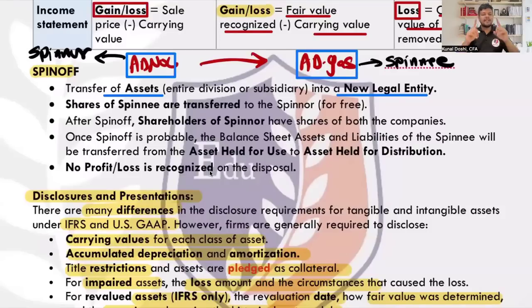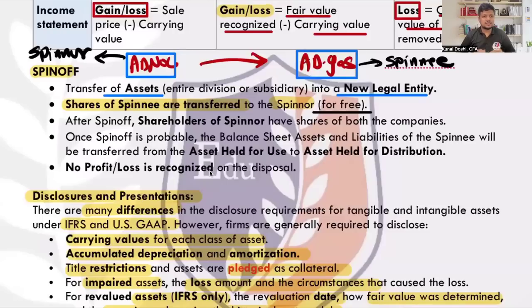So I'll repeat. What will happen when there is a spin-off? ADNOC is trying to create a separate company of ADNOC Gas altogether, right? So what will ADNOC do? ADNOC will transfer all the assets related to ADNOC Gas, that is Spinny, into a new legal entity. But who's the owner of that new legal entity? Well, the shares of Spinny are transferred to the spinner, ADNOC. Will ADNOC pay for it? No, it's ADNOC's own company. So these shares are transferred for free. Everyone with me? Understood the first 2 points?